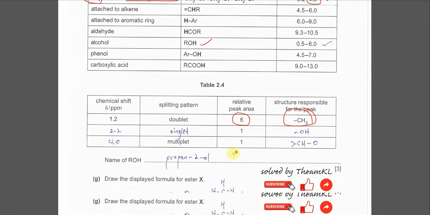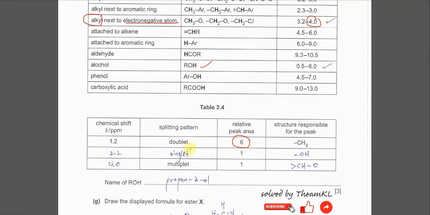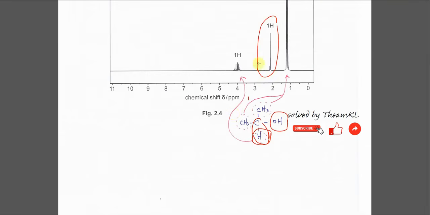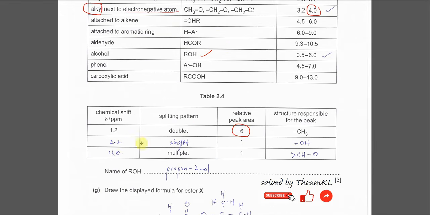Once you understand, then you can fill up the table. 1.2 is a doublet, relative area 6 means 6 protons, and the structure responsible is the methyl, as I told you just now. 2.2 is a singlet, so it's from the OH, with relative area 1. Around 4.0 is the multiplet, only 1 proton, and you need to draw this structure.